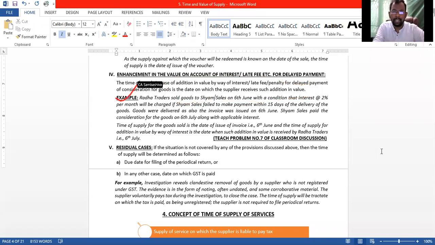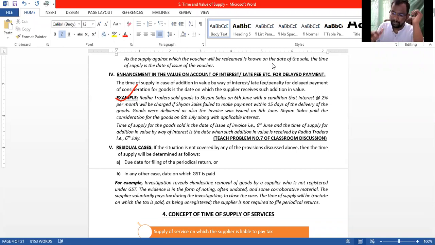So coming to this example, Dinesh, read out my example. Yes, sir. Radha traders sold goods to Sham sales on 6th June with a condition that interest at the rate of 2% per month will be charged if Sham sales fail to make payment within 15 days of the delivery of the goods. Goods were delivered as also the invoice was issued on 6th June. Sham sales paid the consideration for the goods on 6th July along with the applicable interest. Time of supply for the goods sold is the date of issue of invoice, that is 6th June, and the time of supply for the addition in value by way of interest is the date when such addition in value is received by Radha traders, that is 6th July.